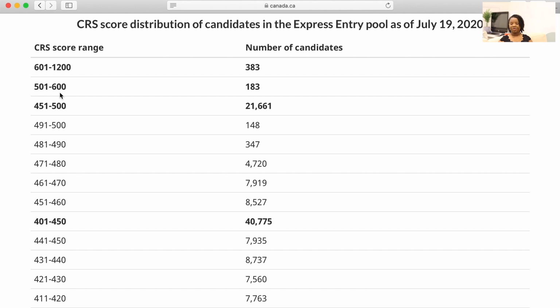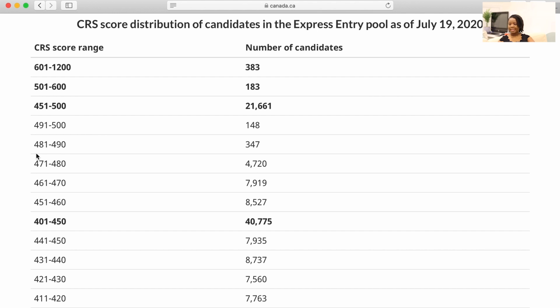So now in the category of 451 points to 500 points, we can see that there are a lot of people there. So 21,661 people are between 451 points and 500 points as of July 19th, 2020. That is good. Like that is very, very good. Okay, so it further breaks it down though. So between 491 and 500, there are only 148 people. Again, these would be people who have something special like a sibling in Canada, Canadian education, or something.